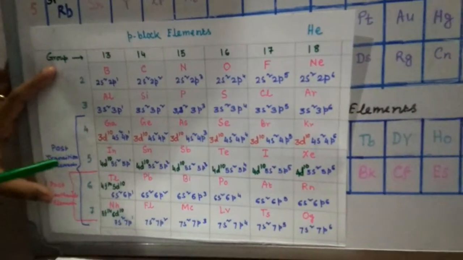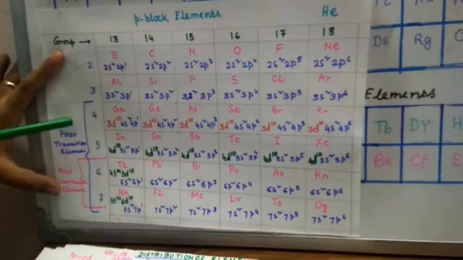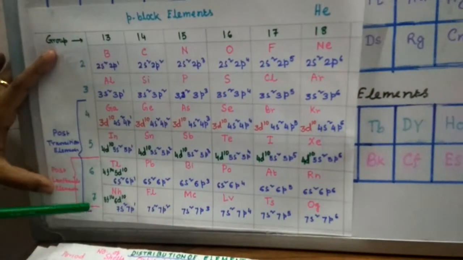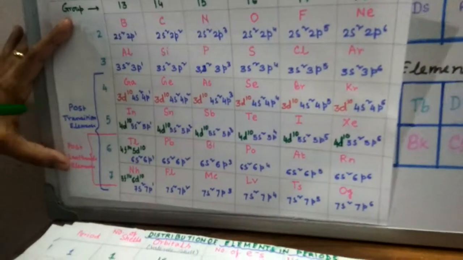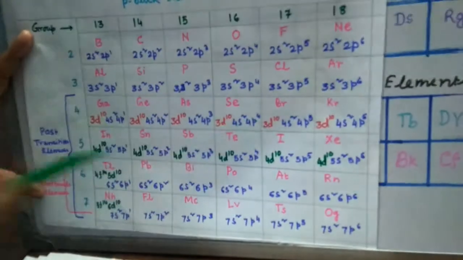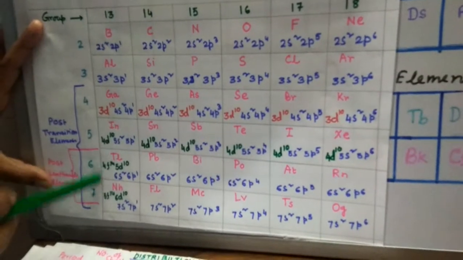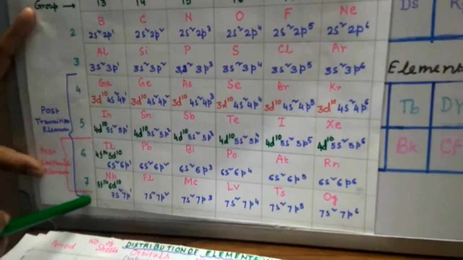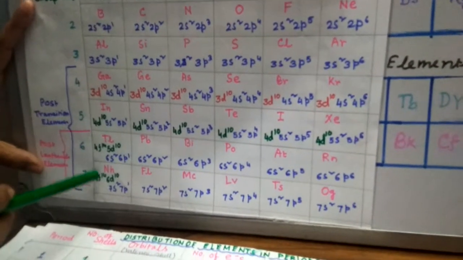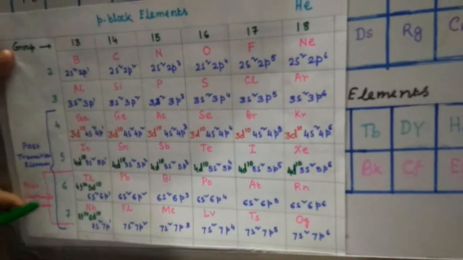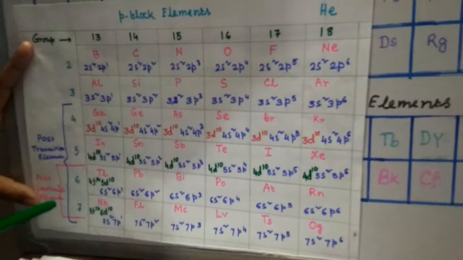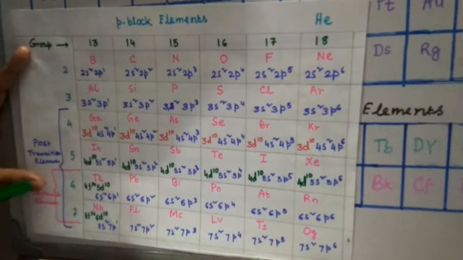And here, from period 4 to 7, these elements are called post transition elements, because on the left side you have transition elements present. And here we have the incorporation of lanthanides. So in these two periods, these elements are actually called post lanthanide elements. They are also post transition elements and post lanthanide elements.